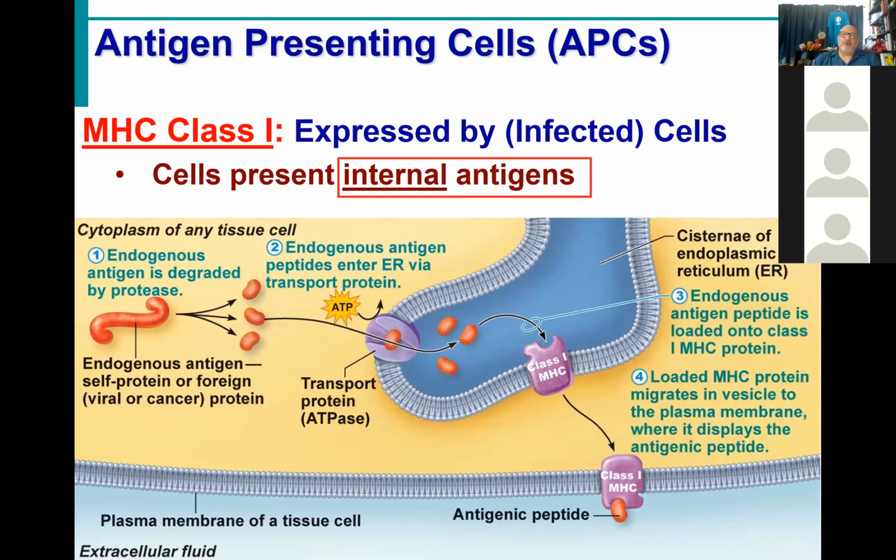And it's the same thing with our T cells. We want more than just the key in the ignition to start up that T cell. We need more than that. So we'll get to that in a minute.